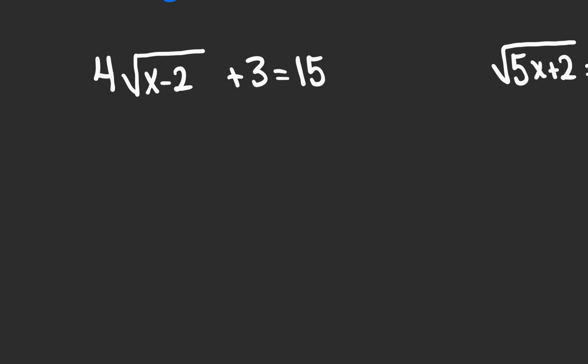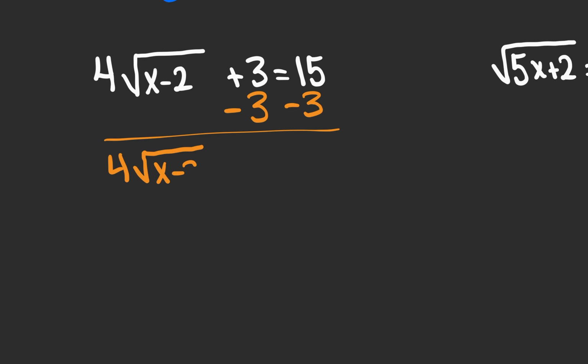For the next problem, we have 4 times the square root of x minus 2 plus 3 equals 15. My first step is to subtract 3 on both sides. This will leave me with 4 times the square root of x minus 2 is equal to 12. I will then divide both sides by 4. This will leave me with the square root of x minus 2 is equal to 3.